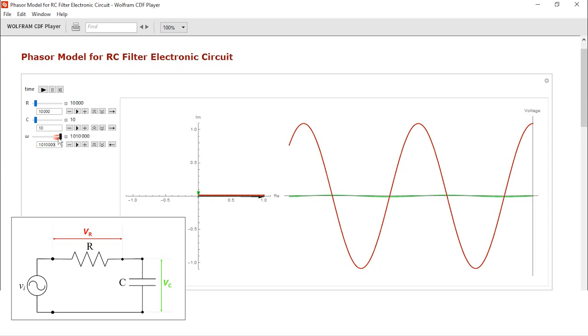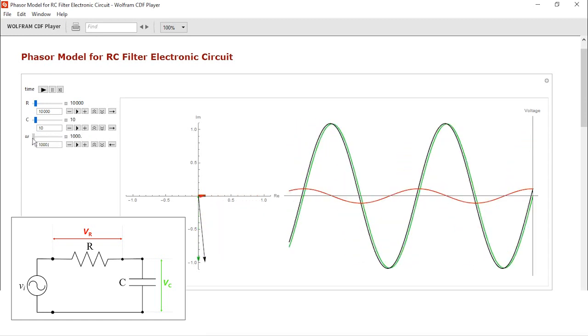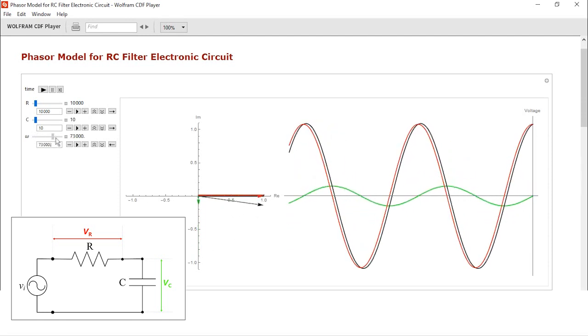So what we observe here is that while measuring output across the capacitor at low frequencies, the signal is allowed to pass unattenuated, while as we increase the frequency, the signal is severely attenuated. So this kind of a filter, this kind of an RC circuit, when output is being measured across the capacitor, acts as a low pass filter.